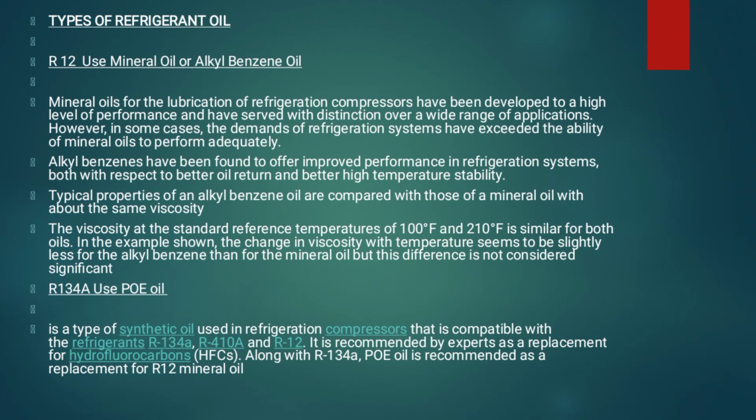Typical properties of an alkyl benzene oil are compared with those of mineral oil, with about the same viscosity. Alright, so it will have the same viscosity. The viscosity at the standard reference temperatures is 100 Fahrenheit and 210 Fahrenheit. Is it similar for both oils in the example shown? The change in viscosity with temperature seems to be slightly less for alkyl benzene than the mineral oil, but the difference is not considered significant.